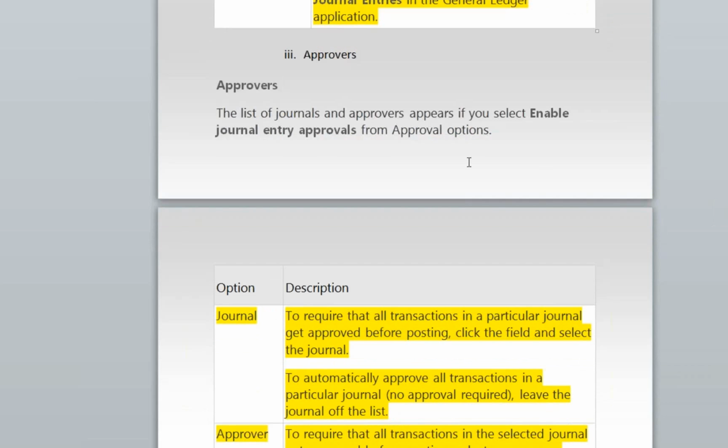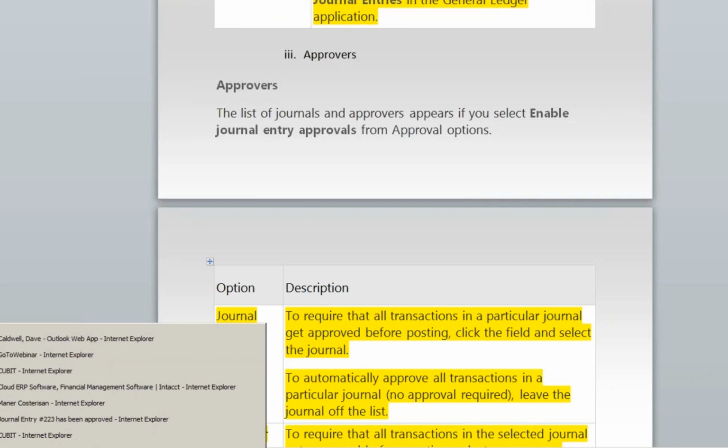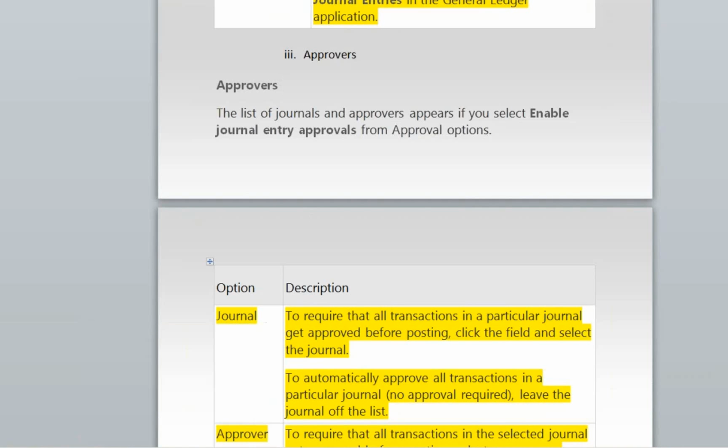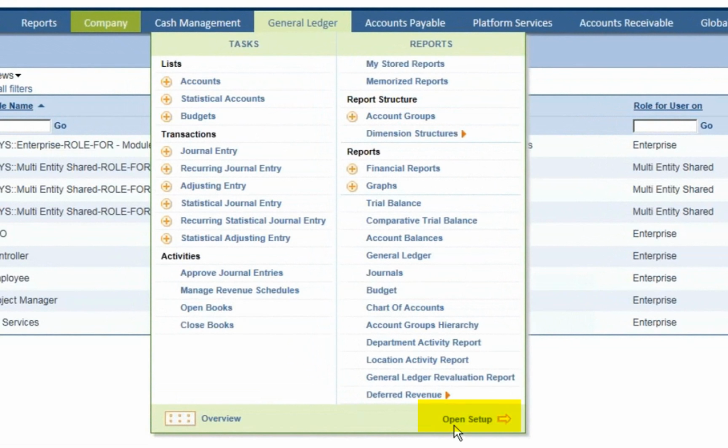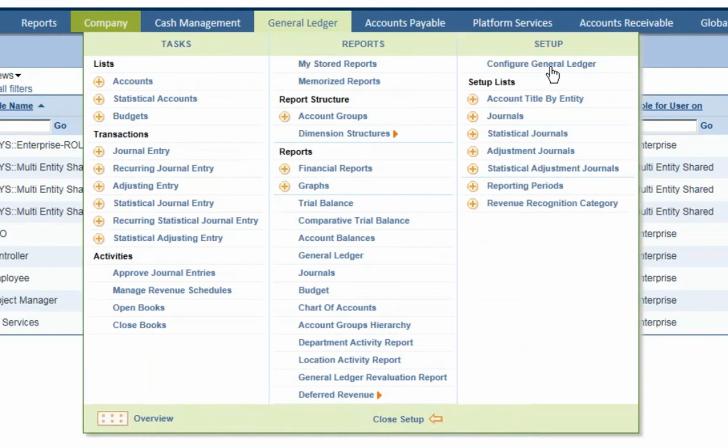So we'll come back to the approver section, but let's go back out and visit with Intacct here and take a look at what those points are. So here we go, and we're going to move into the general ledger. We're going to go to Open Setup, and we're going to go to an area called Configure General Ledger.